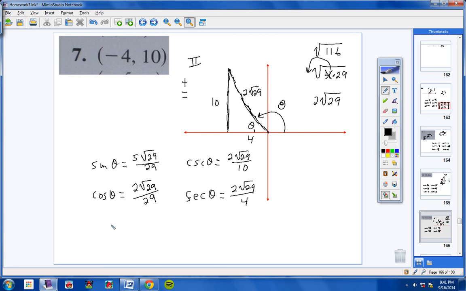All right. And moving on now, if I can get my eraser to work here, there we go. And tangent should be a lot easier. For tangent, there's not going to be any square root, so tangent would be opposite over adjacent, so 10 over 4, which reduces to 5 halves, and so the cotangent, the reciprocal function, would be 2/5.